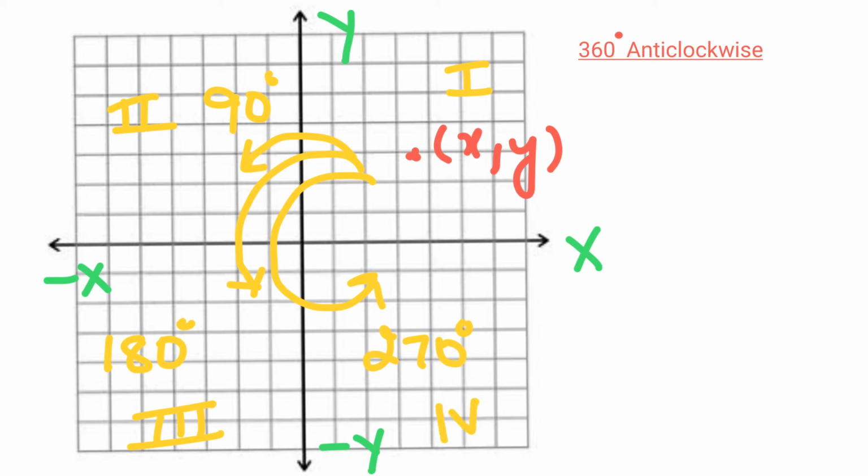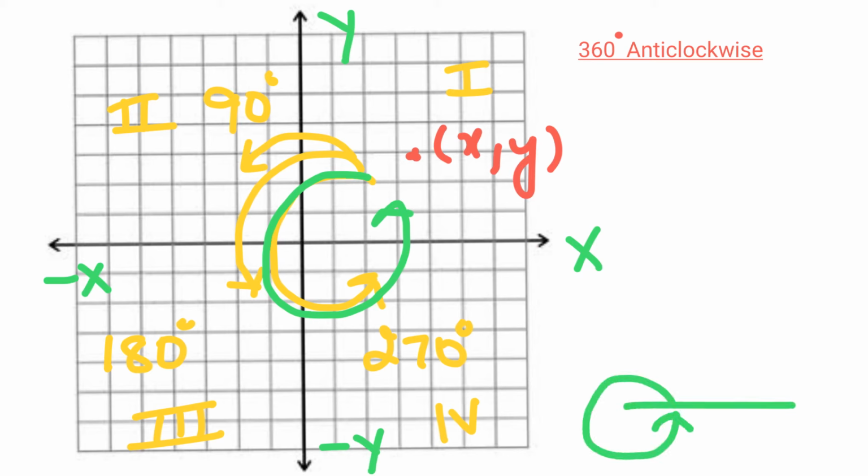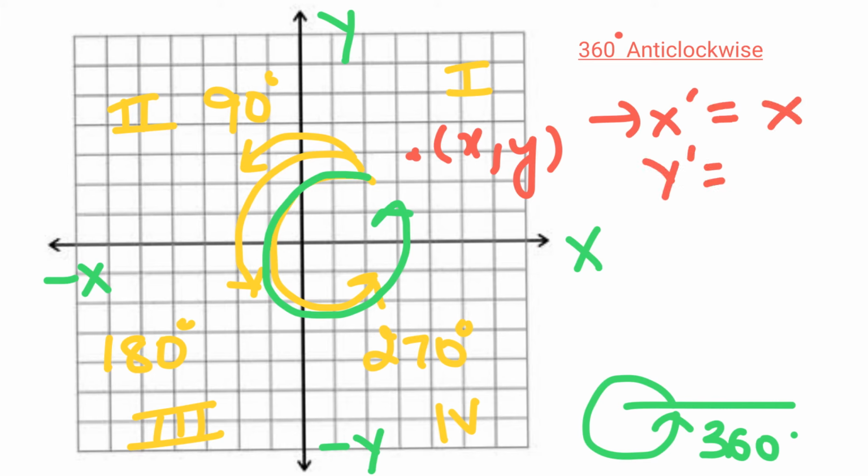The question says 360-degree anti-clockwise. So if I do a 360-degree anti-clockwise rotation, I land up in the same quadrant, since you must know that a complete angle is of 360-degree. So the point lies in the same quadrant itself. So the new x dash would be x and y dash would be y, which gives us a point as x and y.